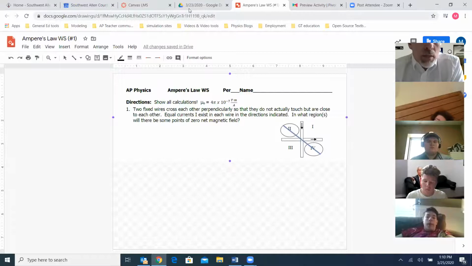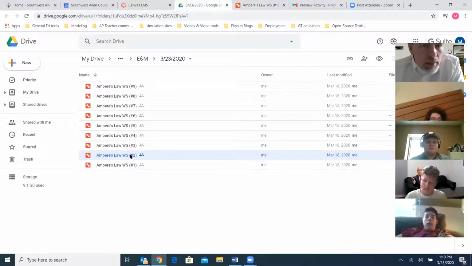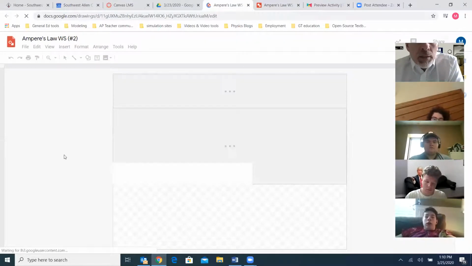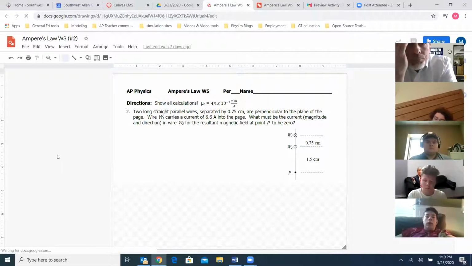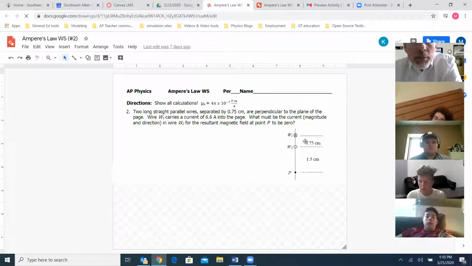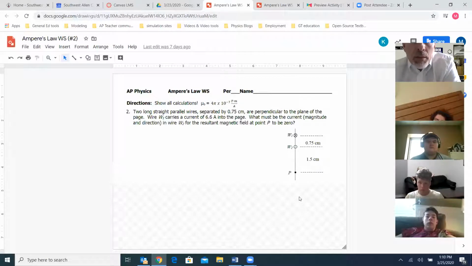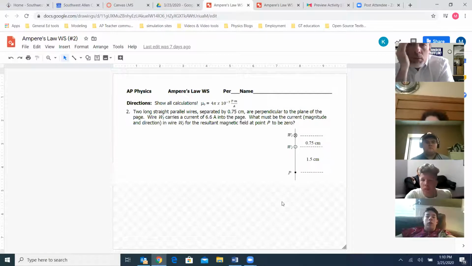And again, you guys might need some time because I didn't ask you necessarily to have this done. So for number 2, they give us a wire here, W1, and they're telling us that there is a flow into the page of 6.6 amperes. And it says there's another wire here, W2. We want to find the direction of flow and how much flow such that the magnetic field at point P is 0.